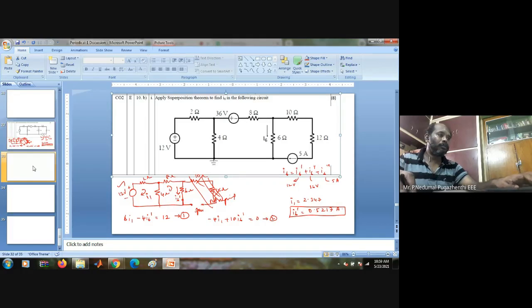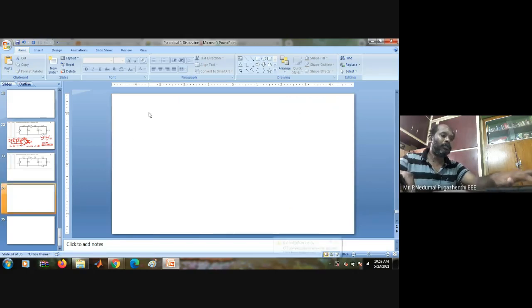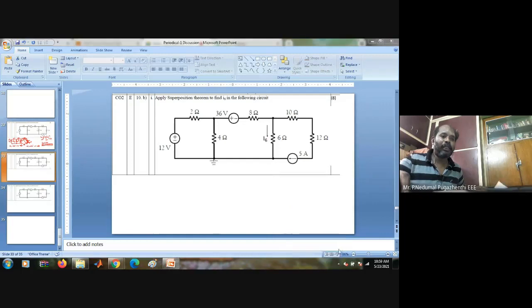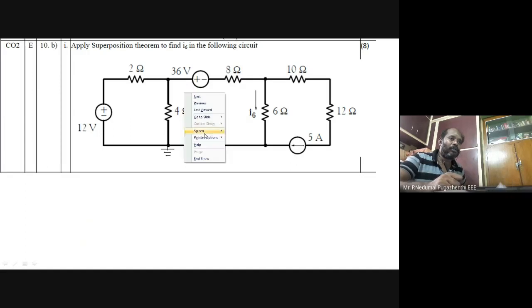Okay, we will consider the second case. What does the second case say? I have to consider only the 36 volt. The 12 volt and the 5 amp have to be eliminated.